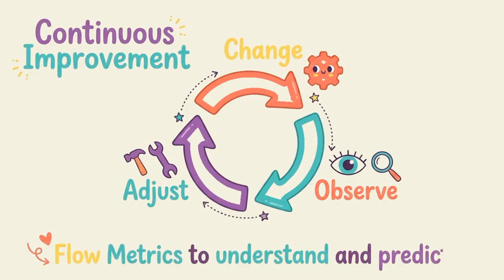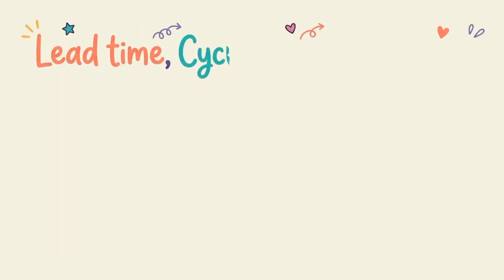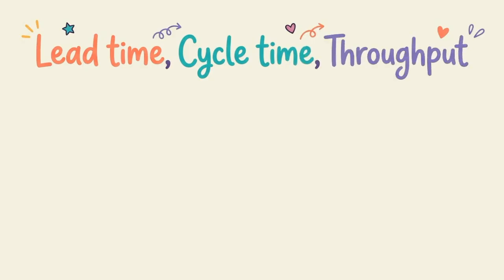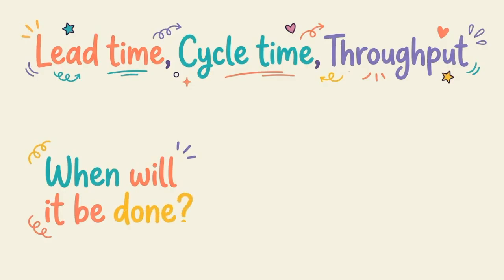Kanban uses flow metrics to understand and predict delivery. Lead time measures how long it takes from request to delivery. Cycle time measures how long work takes once started. Throughput measures how many items are completed in a given time period. These metrics help the team answer one key question: when will it be done?